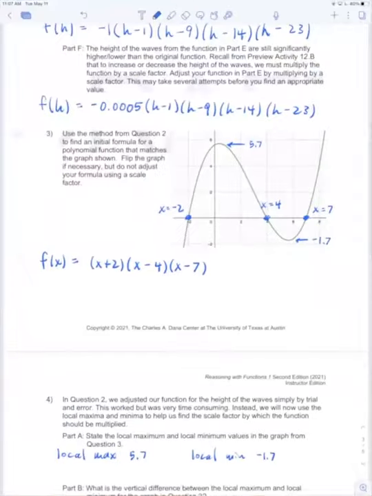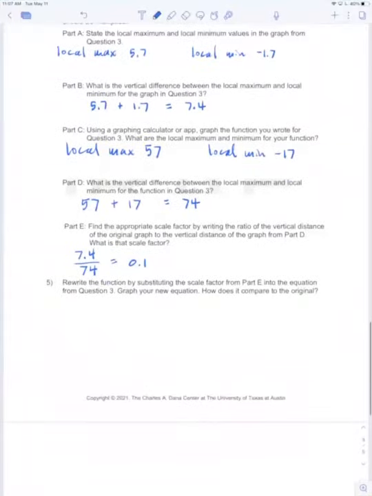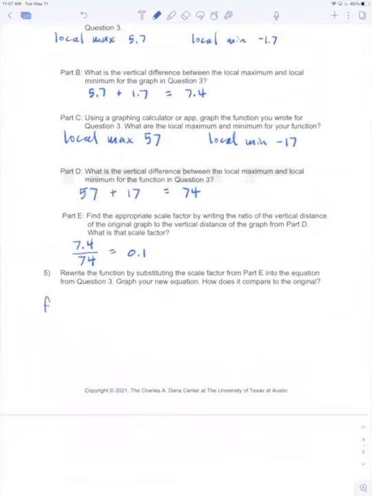Let me go ahead and write this down. I'm going to go back here. And for part 5, we're going to write f of x is equal to, the scaling factor was 0.1, and then our factors are x plus 2, x minus 4, and then x minus 7.